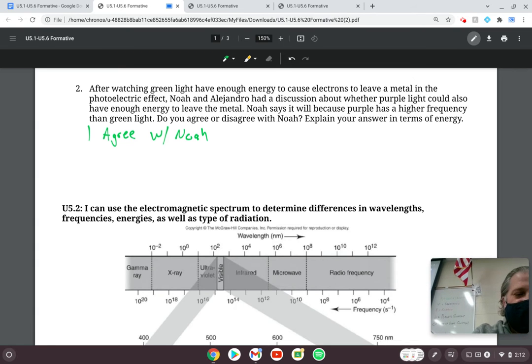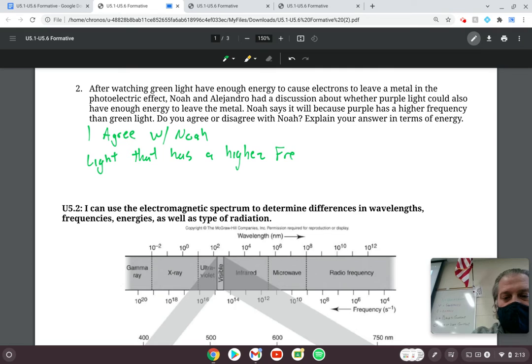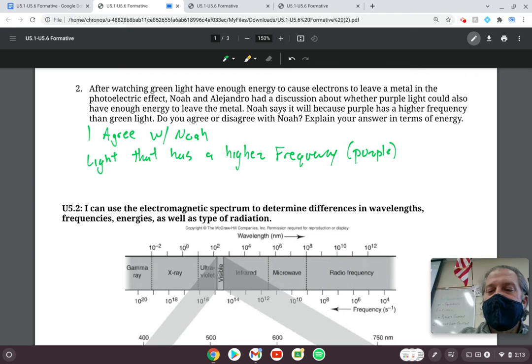And I would say that light that has a higher frequency, and in this case, I'm going to put purple, has more energy, meaning that it will be able to eject an electron.